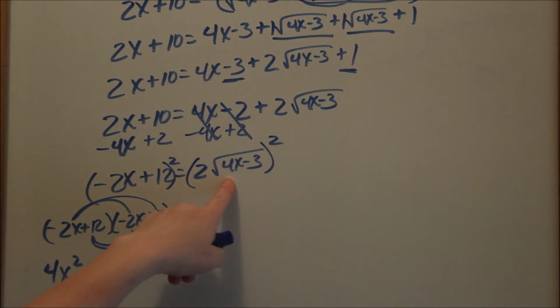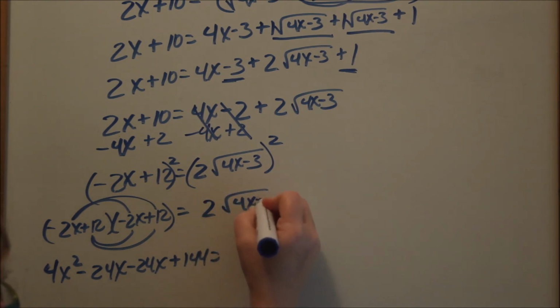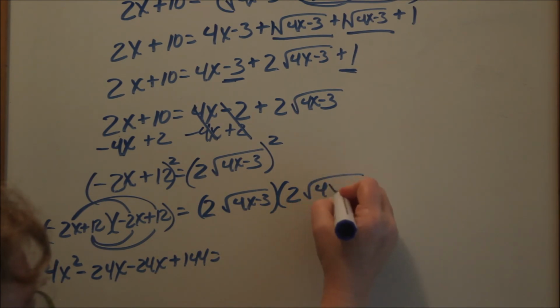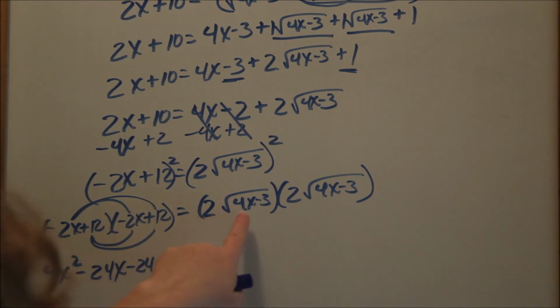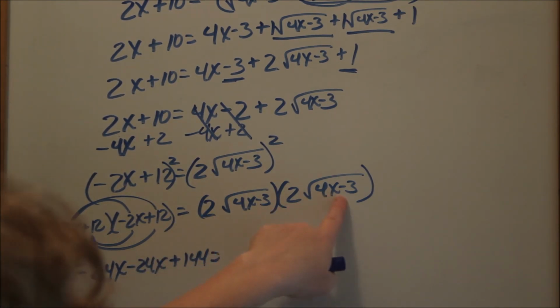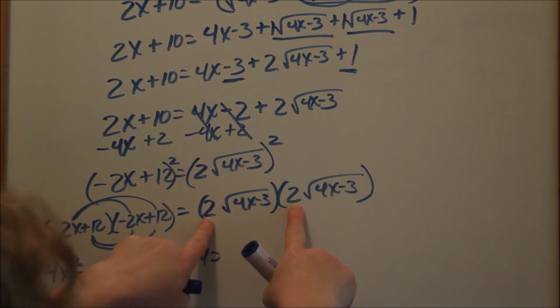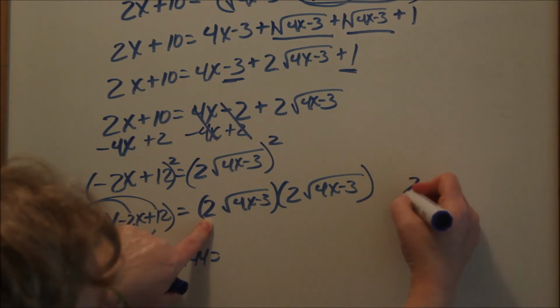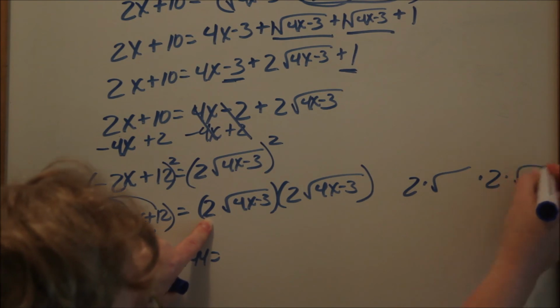Now let's look over here. That means 2 square root of 4x minus 3 times 2 square root of 4x minus 3. This is not FOILing because there's no plus signs. This just means 2 times this times this times this. So this means multiplying numbers to numbers and radicals to radicals, because truly this can be written as 2 times square root of that times 2 times square root of that.